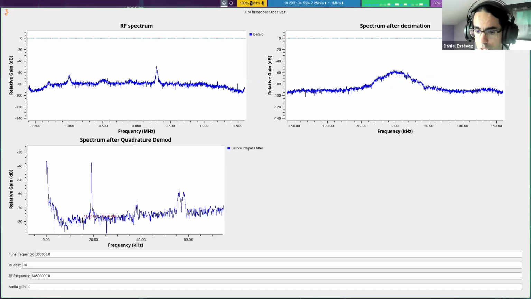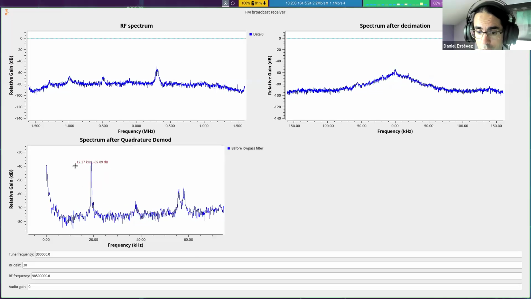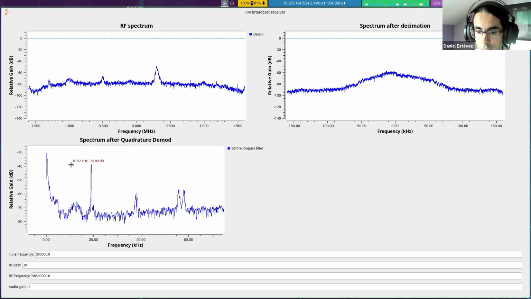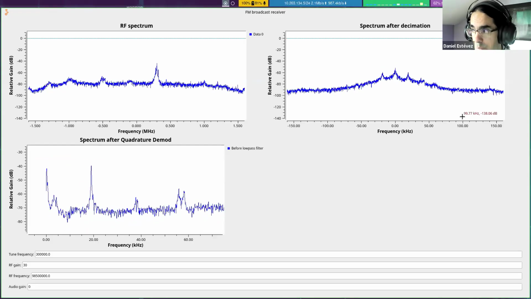What to do? Very simple. We have the audio here. We need to apply a low pass filter to remove all the other signals, and then send it to our speakers.